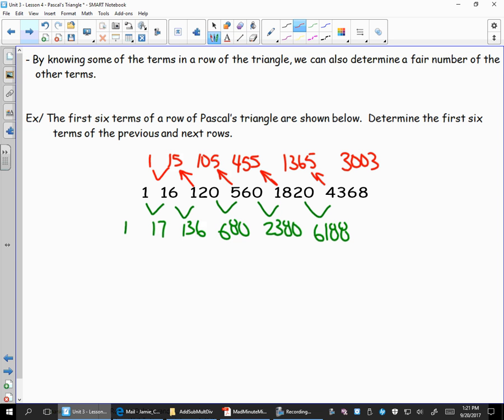triangle I'm looking at, I can use the idea of symmetry to say, hey, if I know what it starts with, I also know what it ends with. Like the last 6 terms of this row will be the same as the first 6, just in the opposite order, right?